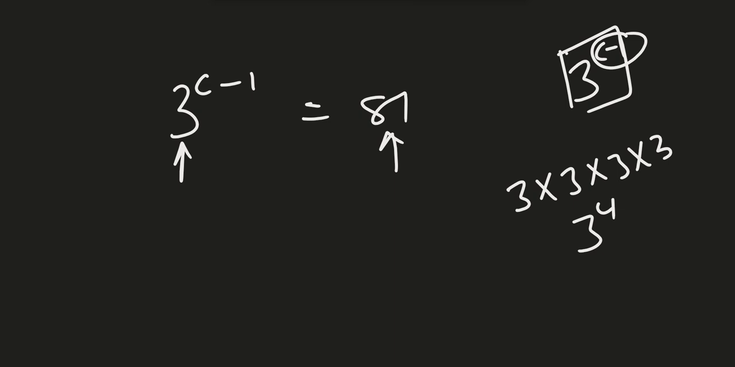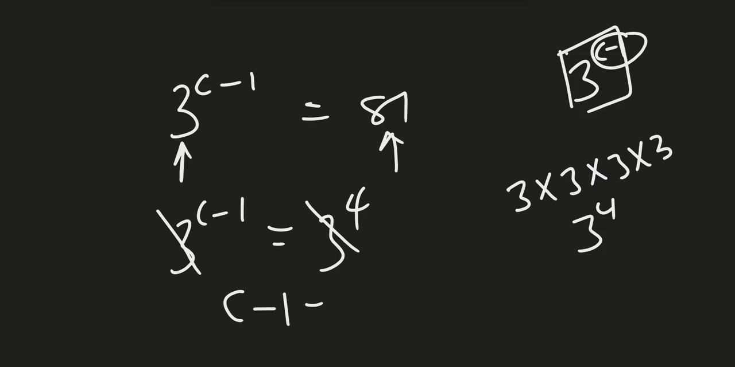So in order for us to balance this, we can say 3 raised to power c minus 1 equals 3 raised to power 4. Good. And so we have this cancels this. c minus 1 equals 4. Automatically, c equals 5.